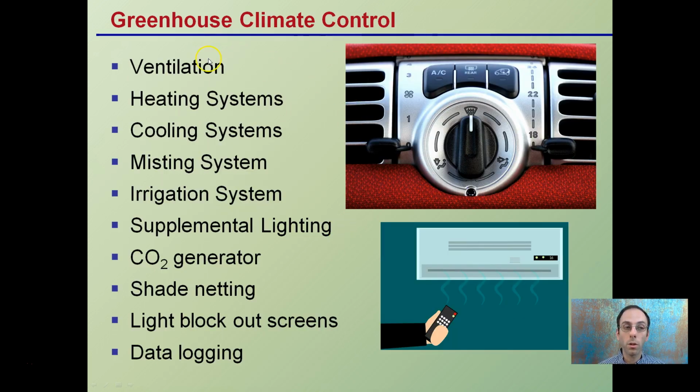So for climate control, these are a couple of things to focus on: ventilation, heating, cooling, misting systems, irrigation, supplemental lighting, CO2 generators or enrichment, shade netting, light block, and data logging are all important to help maintain, like you would almost in a car, consistent conditions to maximize plant production.